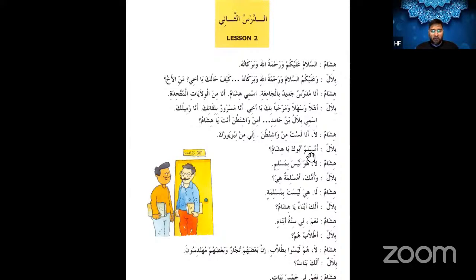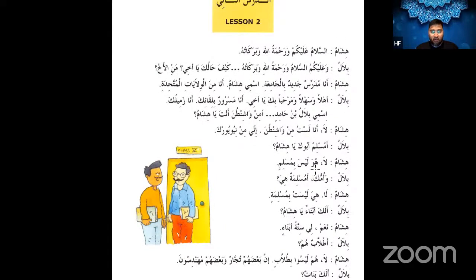So you will see here, a Muslimun abuka ya Hashimu. So is your father a Muslim, Hashim? And the answer will be La huwa laysa bi Muslimin. So bi Muslimin is the actual jar and majrur and the khabar of laysa, and huwa is the ism of laysa. Then we said wa ummuka muslimatun hiya? La hiya laysat bi muslimatin.